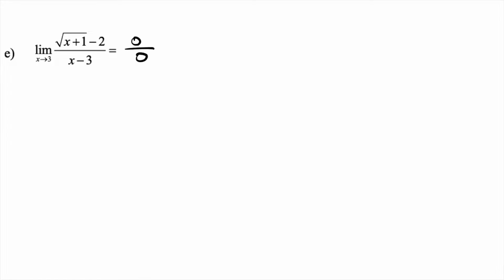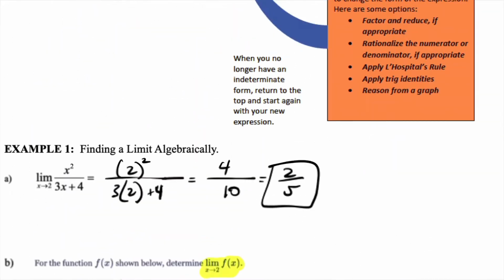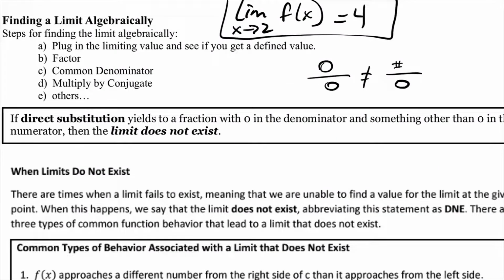Okay, so let's go back to our steps. Step 1 said plug and chug, or plan A was plug and chug. That didn't work. The next one says factor. Can I factor this guy? The answer should be no. Anytime you have a square root, you can't factor. Factoring is not an option if you have a square root.